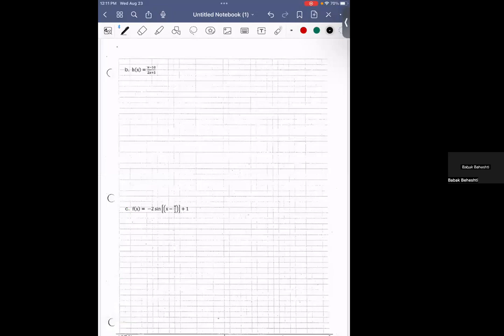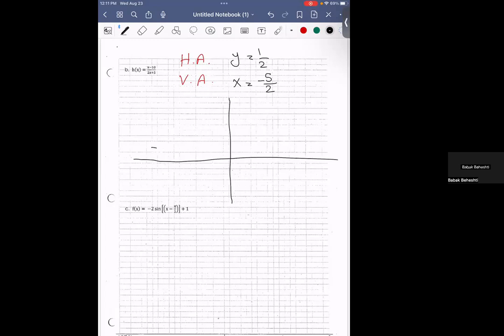And then the graph of this is easy. It's a rational function, so you should know what the horizontal asymptote is. What is the horizontal asymptote? Y equal to 1/2, right? What is the vertical asymptote? Vertical is x equal to something. -5/2. And once you have the horizontal and vertical asymptotes, you can draw the graph, right? Y equal to 1/2, something like this, and x equal to -5/2.